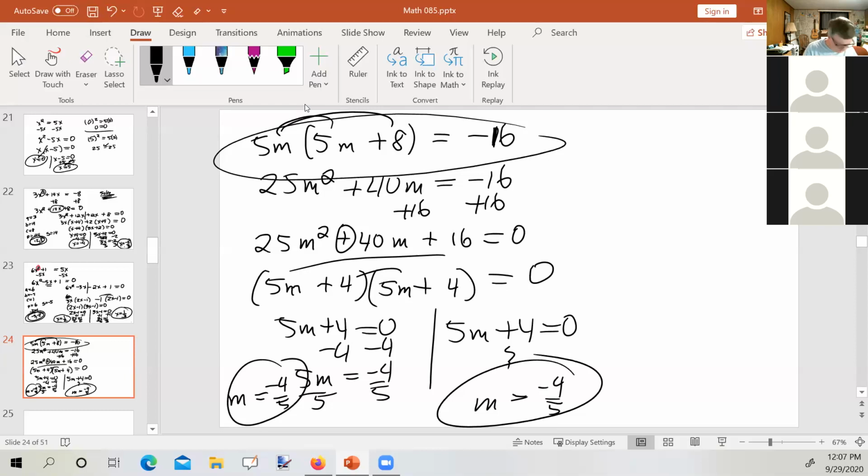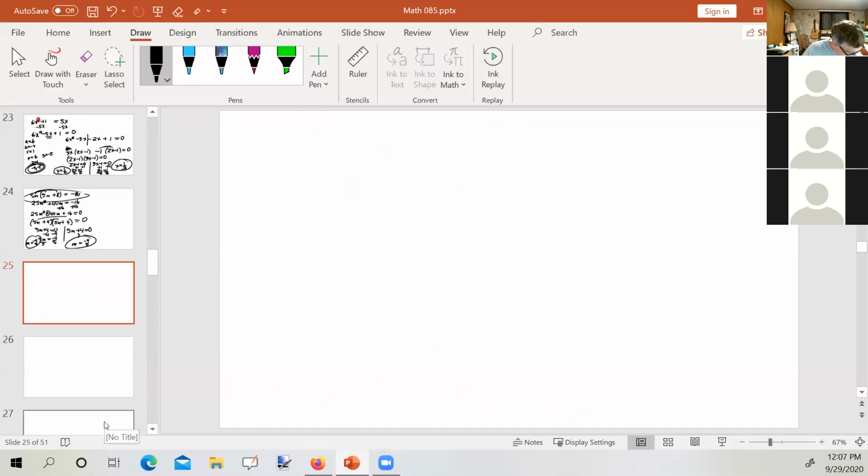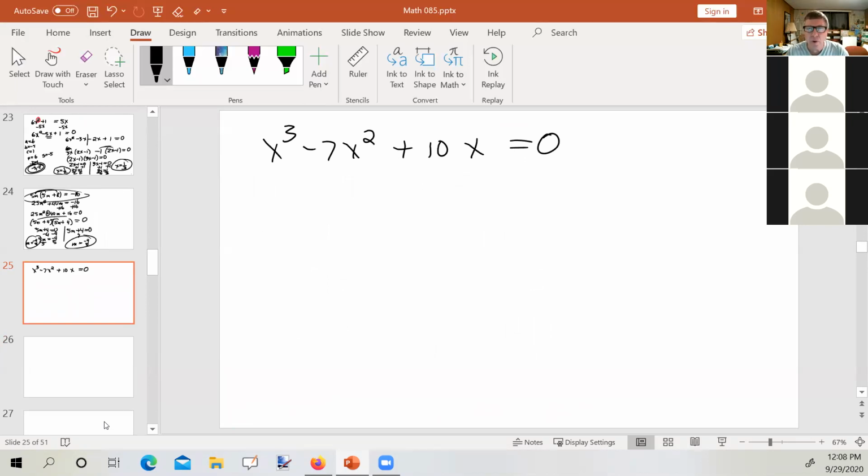Let's see here. How are we doing? X cubed minus 7x squared plus 10x equals 0. So here we have a third degree equation set equal to 0. It's in standard form, but notice we have a 3 as an exponent. So this is a third degree equation which should have 3 solutions. Now, on the left side of the equation, this trinomial, oh, there's a greatest common factor of an x. So we'll take the x out.